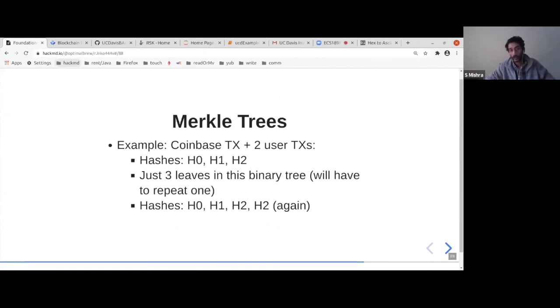Example, let's say we only have 2 transactions from users, and the miner includes a Coinbase transaction for themselves. So this block only has 3 transactions. Each one gives us a hash, so we have 3 hashes. We want to have an even number of hashes at the end, so we'll repeat the H2.